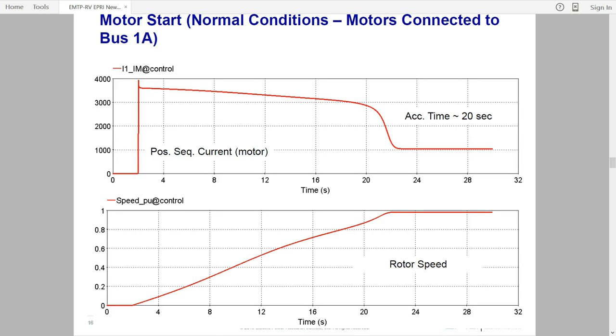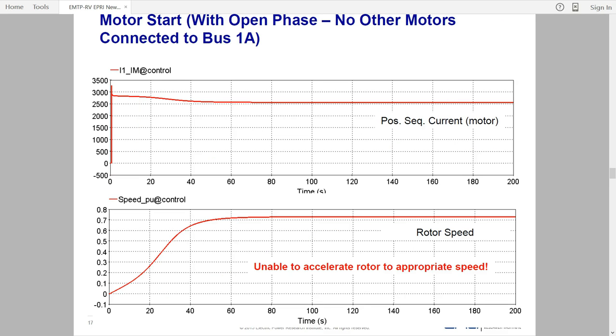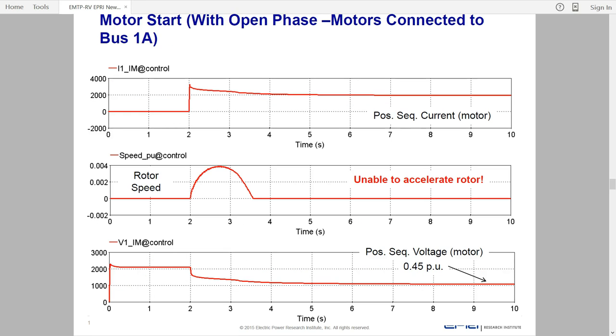Again, this is with other motors connected to the same bus, trying to get a feel of how the motor started. If you have an open phase there and you try to start the motor with this particular reactor coolant pump, you can see here that you can't reach full speed in that condition. You want to make sure that you have a system that's available and has the capacity to operate. And then you look at it with other motors connected, well, this is what happens.